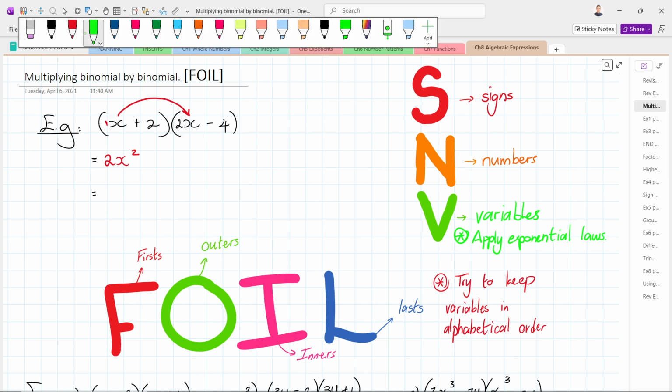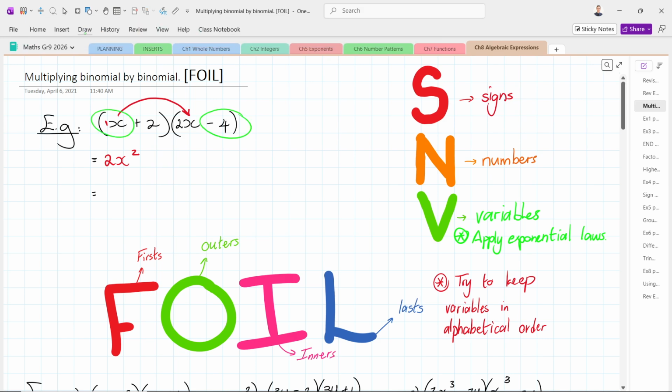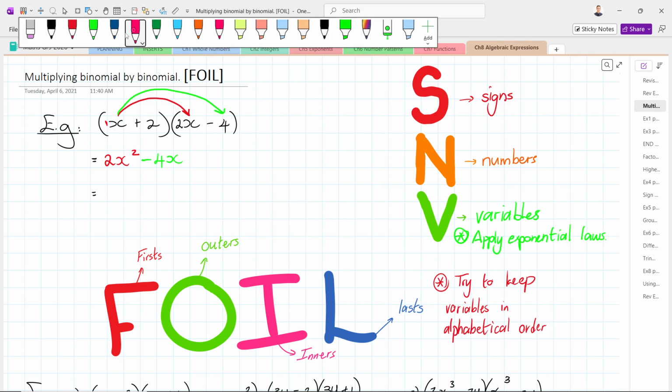Then we do the outers. Now the outers refer to the ones that are the furthest apart in the two brackets, so on the outsides. So again, the 1x is being multiplied by the negative 4. Again, signs, numbers, variables. So positive times a negative gives me a negative. 1 times 4 is 4. X times no x is just x. And then we move on to the pink one.